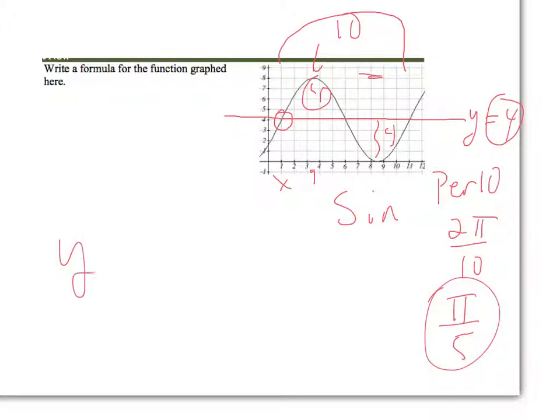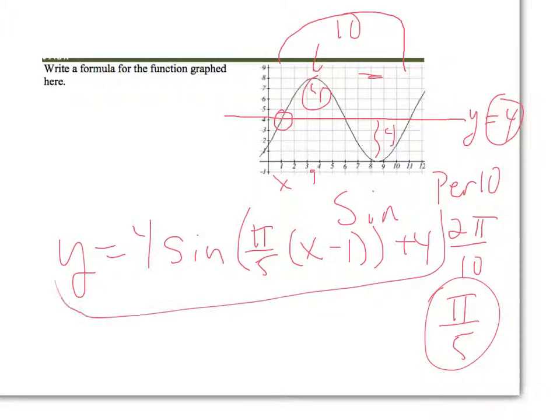So y equals, amplitude is 4, sine, it's been shifted right 1. Oh, I know, let's see, the b number is pi over 5. It's been shifted right 1, and the whole mess has been shifted up 4. So that is the equation for that graph.